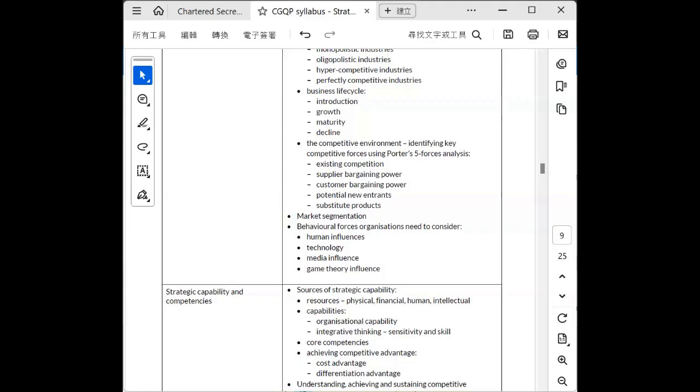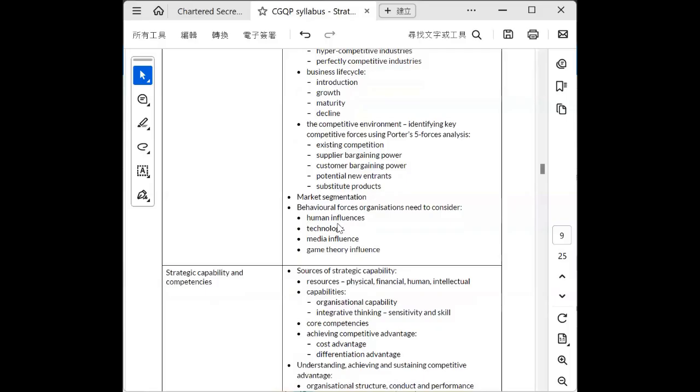Market segmentation basically refers to demographic and geographical segmentation, psychographic segmentation based on lifestyles and values, or behavioral segmentation based on brand loyalty or usage rates. Segmentation helps to tailor the products, and then you can set pricing according to the different customer needs.